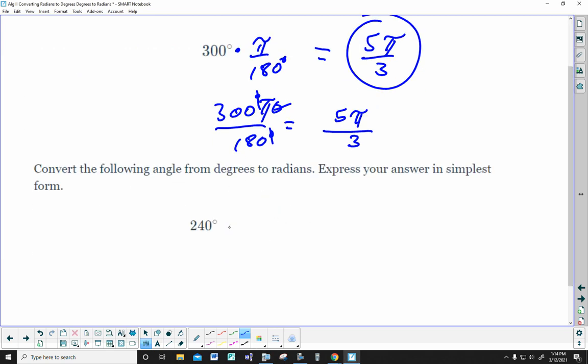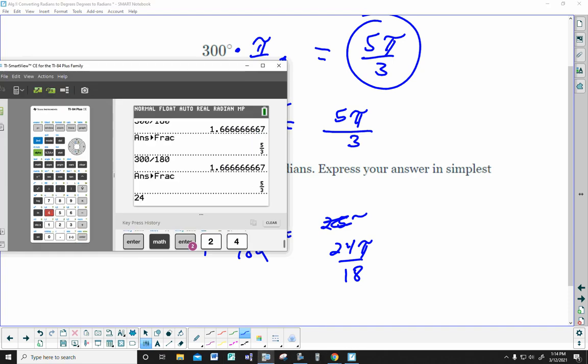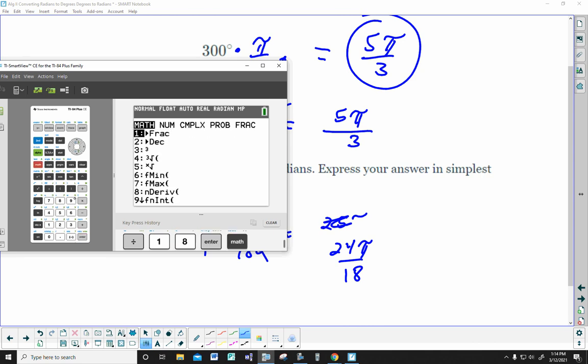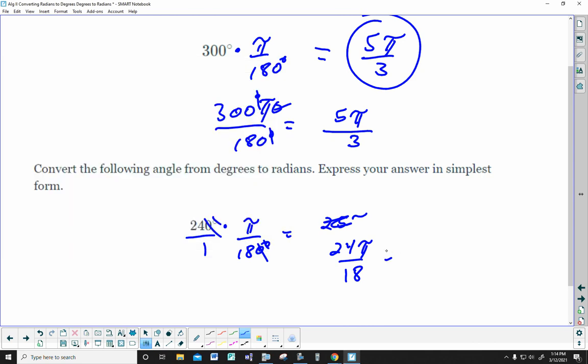So this is 240. I want radians. I want to get rid of degrees. So that goes on the bottom. Again, degrees would cancel. Zeros would cancel. If you don't want to take this any further, you can type it in your calculator. 24 pi over 18. You're welcome to do it manually. I'll do that in a second, but just to show you. So don't type the pi in. 24 divided by 18. Math, enter, enter. 4/3, and the pi is still there. Typically, the pi goes in the numerator, okay? Let's do it manually. I'm looking at this, and I'm seeing there's a 6 that will go into both of them, 4 and 3. So you're left with 4 pi over 3, okay?